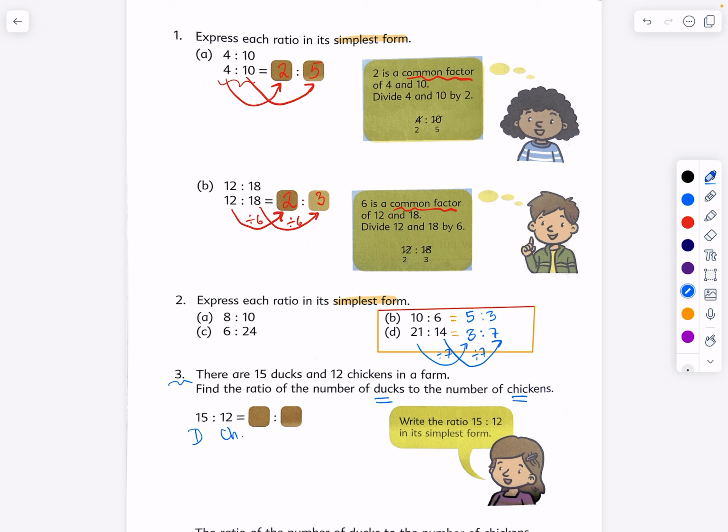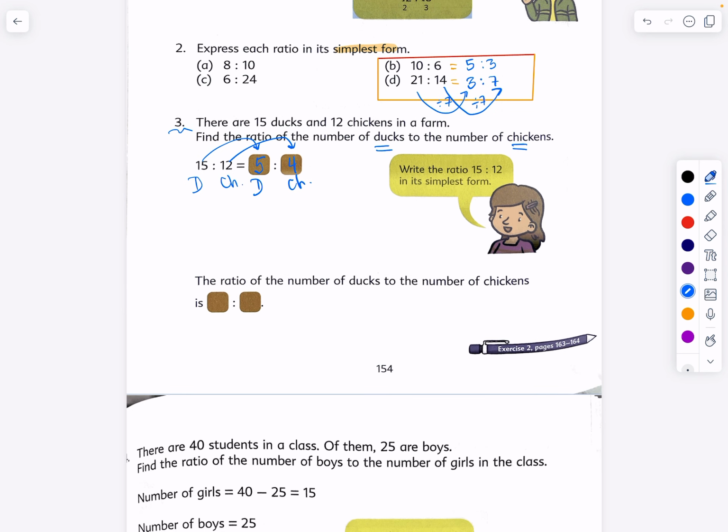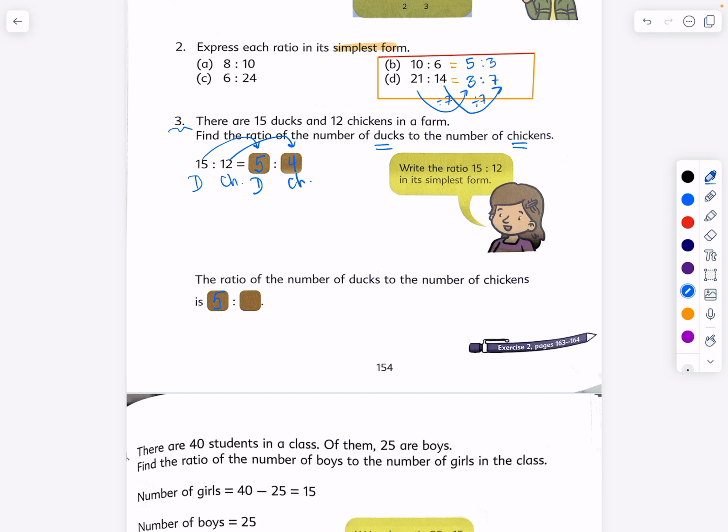But if we reduce it further, right, both 15 and 12 are divisible by 3. What we do to the left, we must do to the right. So 15 divided by 3 reduces to 5, and 12 divided by 3 reduces to 4. So to say 15 to 12, we can say for every 5 dogs, there are 4 chickens on the farm. 5 to 4. The ratio of the number of dogs to chickens can be expressed as 5 to 4, and that's our simplest form.